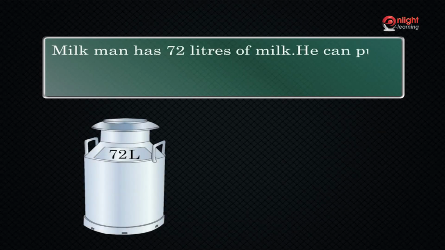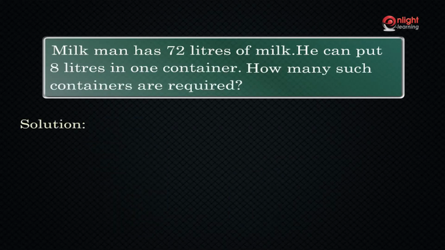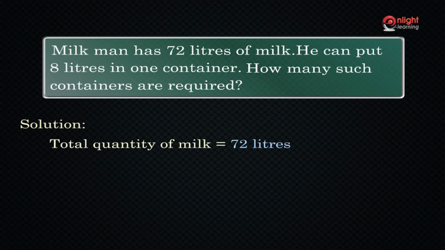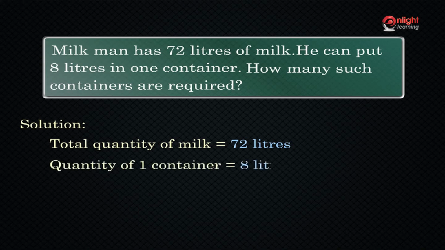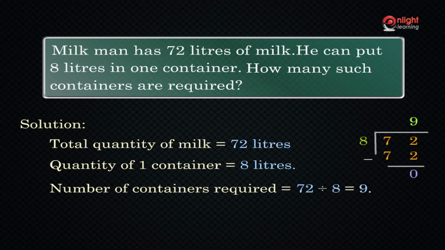Example 2. Milkman has 72 liters of milk. He can put 8 liters in one container. How many such containers are required? Solution. Total quantity of milk = 72 liters. Quantity of one container = 8 liters. Number of containers required = 72 ÷ 8 = 9. Therefore, milkman requires 9 containers.